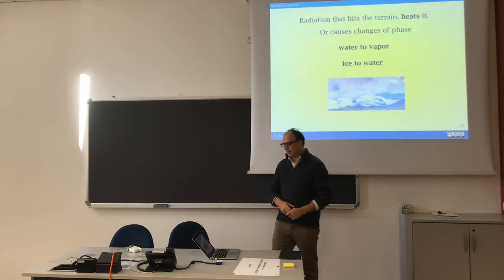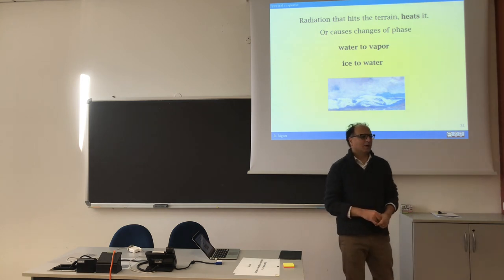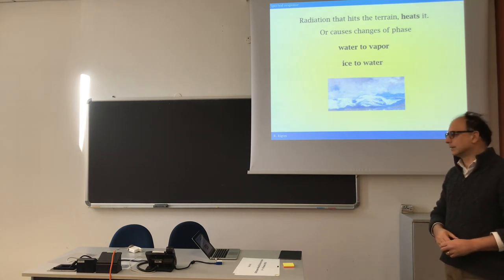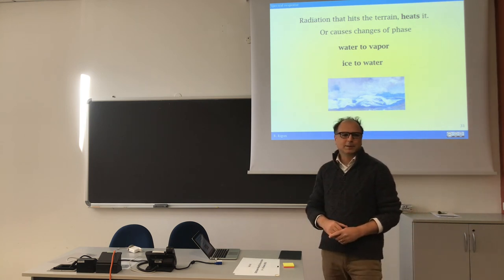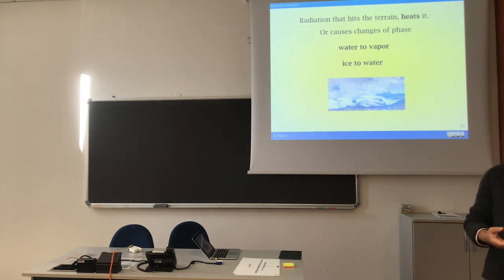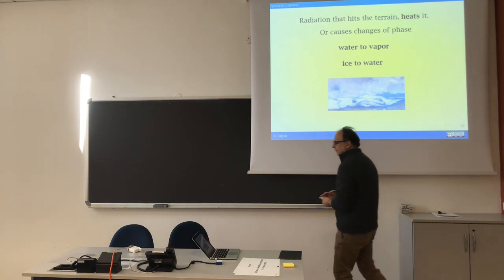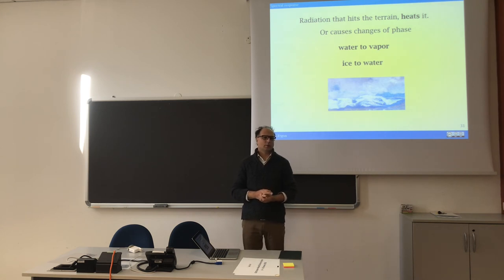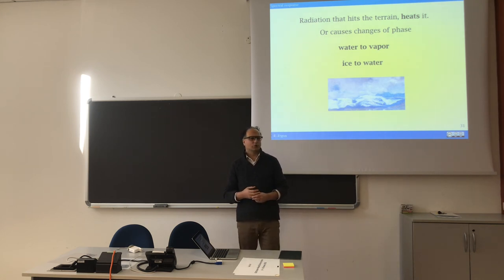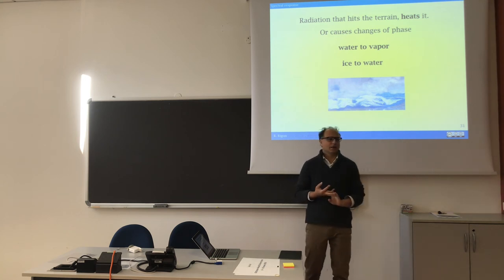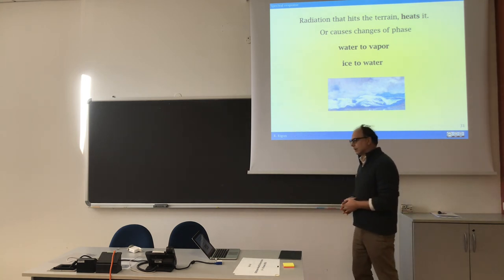So while the radiation finally arrives at the terrain, it hits the terrain and warms the terrain. And when it warms the terrain, it causes phase changes. One is evapotranspiration, we will see tomorrow. And obviously, there is also the sublimation of ice into vapor, which is important for snow, for instance, but also in general for the flow in soil. Another topic that we didn't deal with in this course is the cryosphere, but all this is important for that.